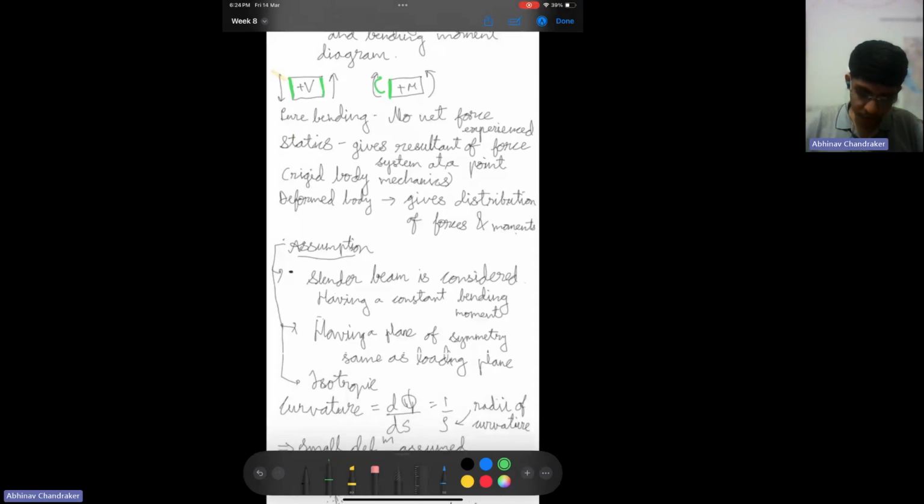Also, sir pointed out that when you are considering a rigid body, then it is possible to get the forces that are acting at a point, the force system at a point. But when you have a deformed body, then there will be a distribution of the forces and moments, and it will have different values at different points due to different degrees of deformation. So there you will be looking more at a force distribution instead of a force at a single point only.